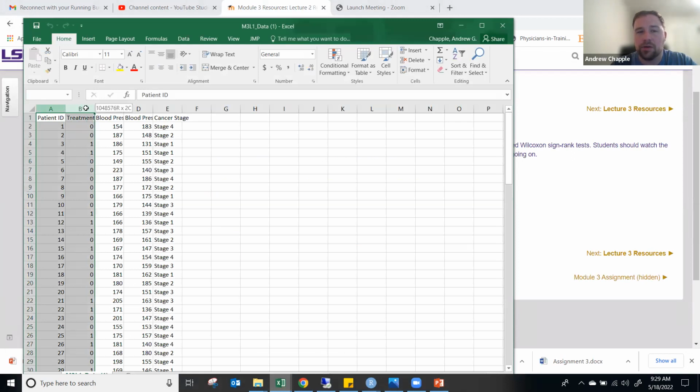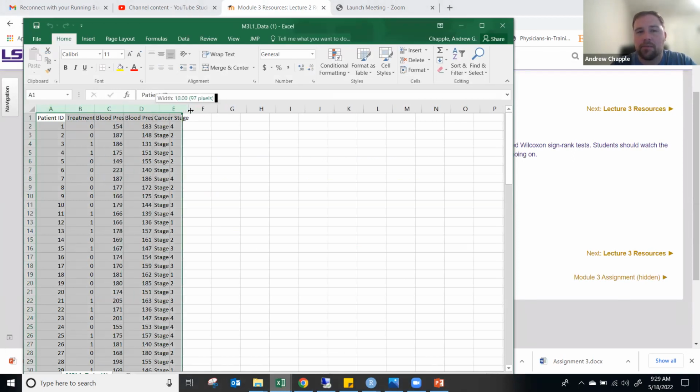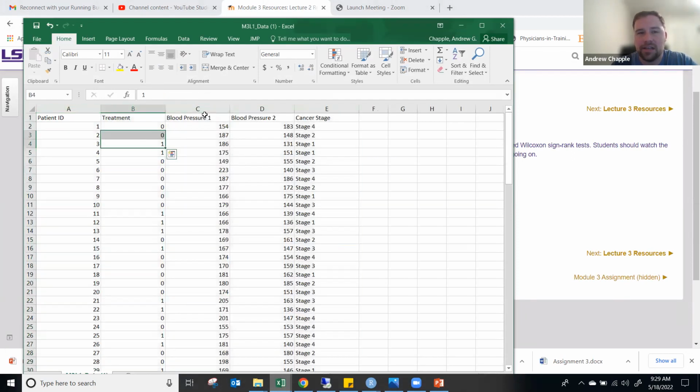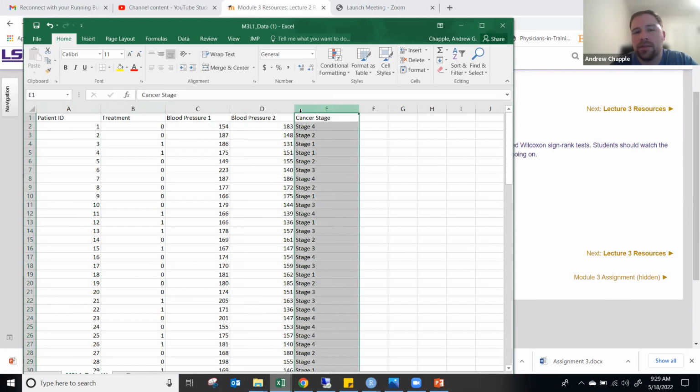So we'll look at this as headers. This data has a first blood pressure, a second blood pressure, a treatment indicator, and a cancer stage. This is a lot like the example we talked about in last class, where we were looking at blood pressure changes over time and whether or not that's affected by aspirin use. So this is what that data would look like.